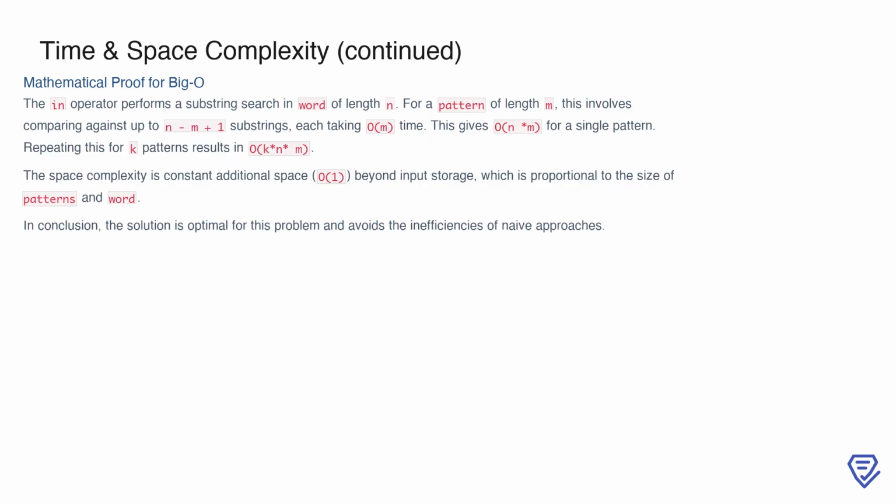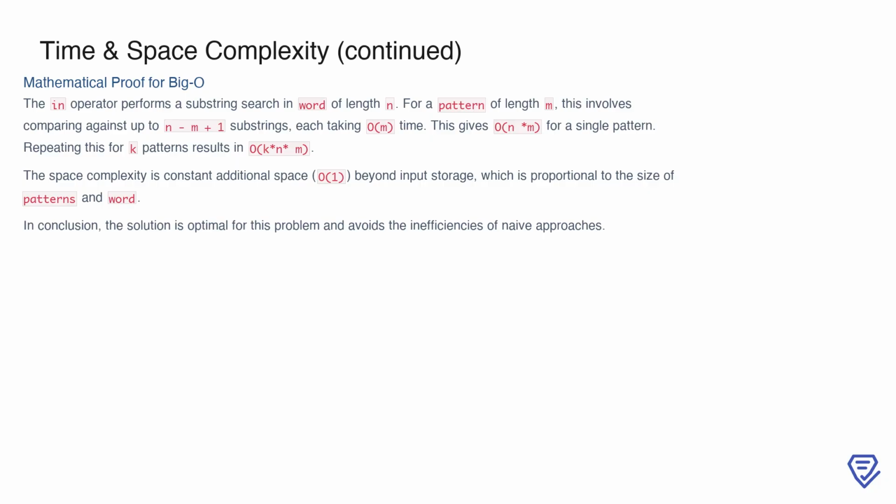This yields a complexity of O(n * m) for a single pattern. When repeated for all K patterns, the total complexity becomes O(K * n * m). Regarding space complexity, the solution uses constant additional space beyond the input, which consists of the patterns list and the string word. This storage is proportional to the size of the input, i.e., O(K * m + n).